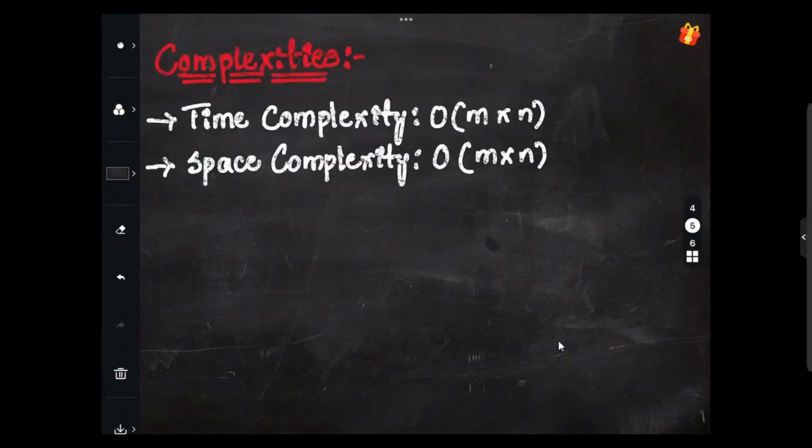Let's quickly discuss the complexities part. So what will be the time complexity here? The time complexity would be big O of m times n, which is almost equivalent to big O of n square basically, right? In the worst case it would lead to big O of n square. Just remember this one, right?